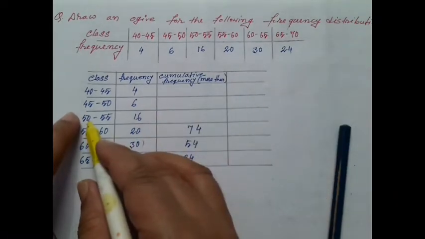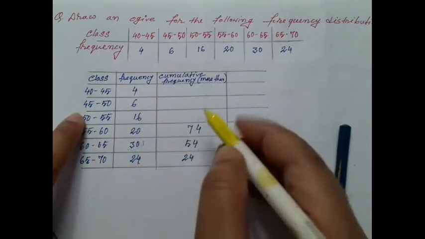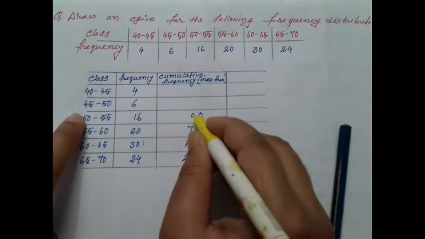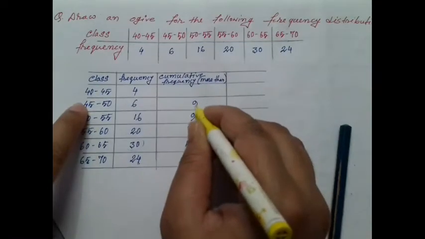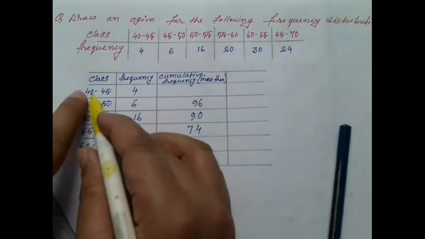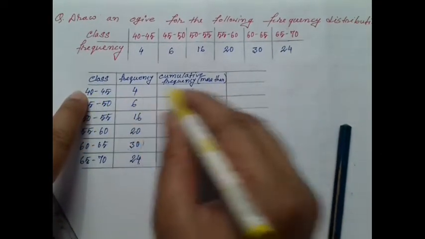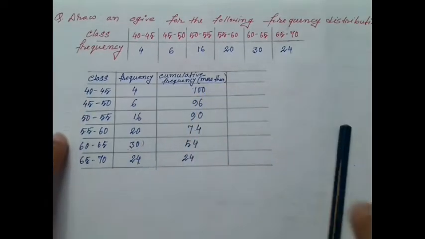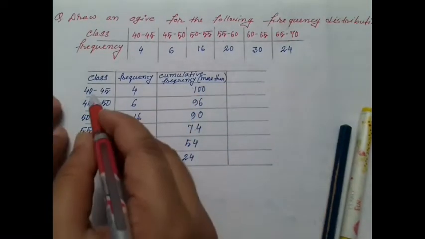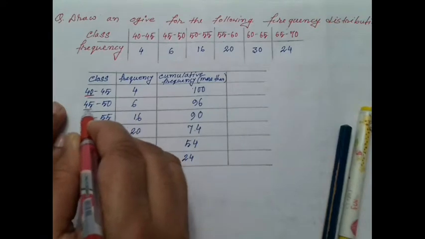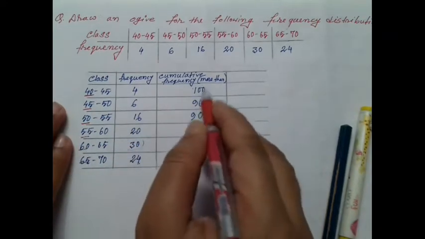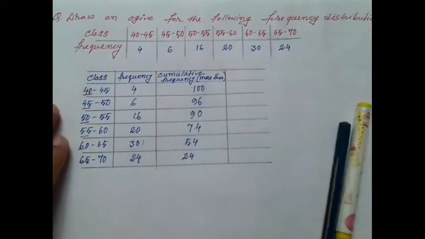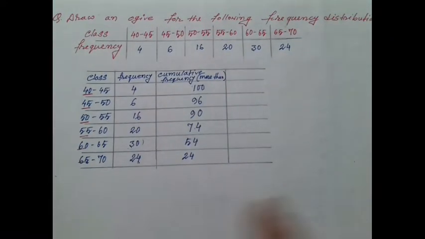Then how many values are more than 50? We add 16 plus 74, 90. Then how many values are more than 45? That is 90 plus 6, 96. And how many values are more than 40? That is 96 plus 4, 100. So here we have used the lower limit of each class to get their corresponding cumulative frequencies, more than type.